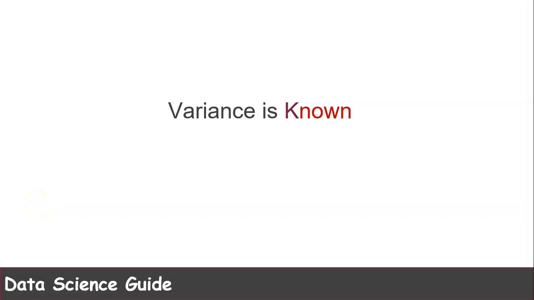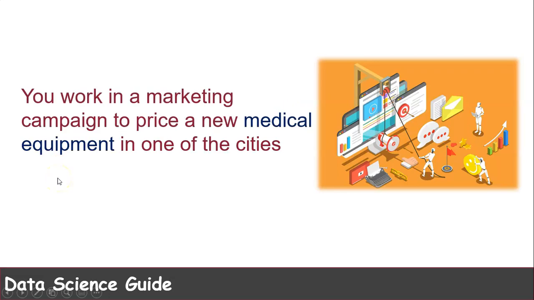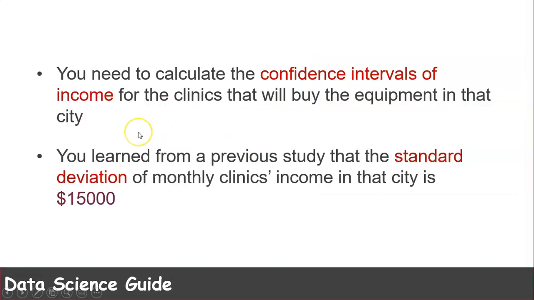Welcome everyone. So finally we'll get our hands dirty by calculating the confidence level for one sample when the variance is known. Let's say you work in a marketing campaign to price a new medical equipment in one of the cities. So you need to calculate the confidence intervals of income for the clinics that will buy the equipment in that city. And you learned from a previous study the standard deviation. Standard deviation is the square root of the variance of monthly clinics income in that city is $15,000.